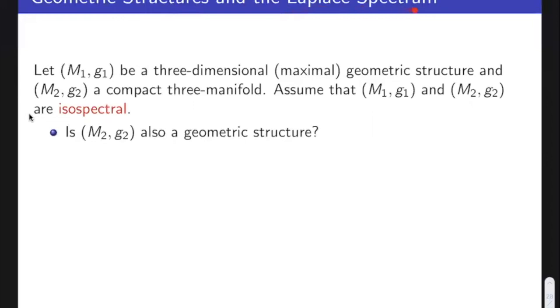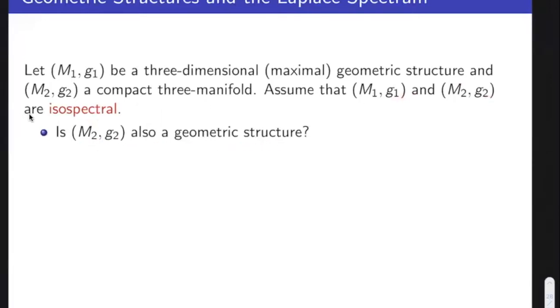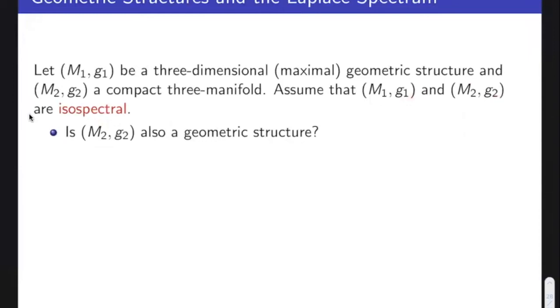Now let's pick M1G1 to be a three-dimensional geometric structure, maximal or not, it's okay. And you let M2G2 be a generic manifold. Now we assume that these two spaces are isospectral. And of course, the hard question is: is M2G2 also a geometric structure? In other words, can you hear local homogeneity in dimension 3?